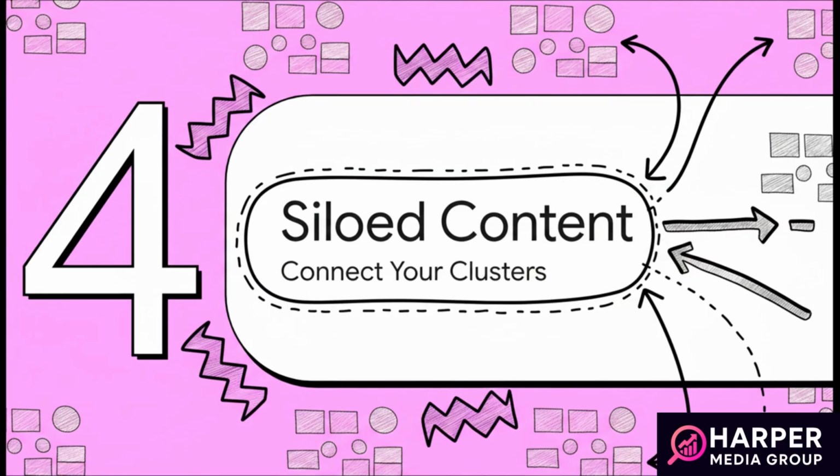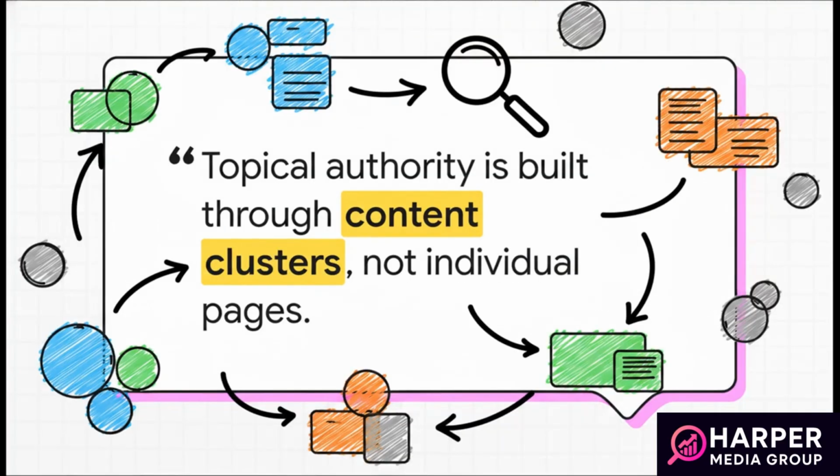Moving to part 4, connecting siloed content architecture. This brings us to what happens when your related content lives in completely isolated buckets. I love this quote from the source material. Topical authority is built through content clusters, not individual pages. Google isn't just looking for a bunch of random chronologically published articles, it's actively looking for coordinated topical signals.